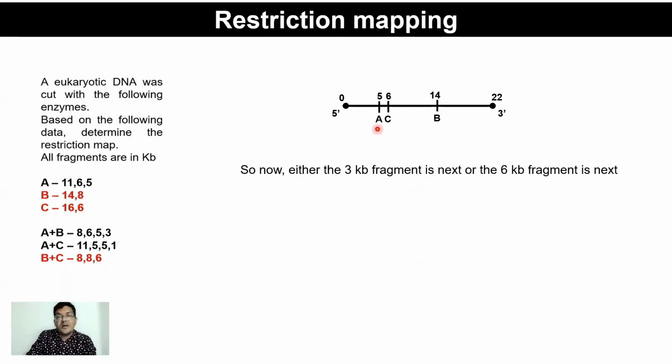So let us now try placing the 3 kb fragment next to the first A cut site, which means that A would be 5 plus 3 at 8 kb on this map. So what I now want you to do is to place the 3 kb fragment of A next to the 5 kb fragment, which means if it is 5 here, the next 3 kb fragment of A would be at 8 kb in the map here, right? And see whether the A plus C double digest condition is satisfied or not.